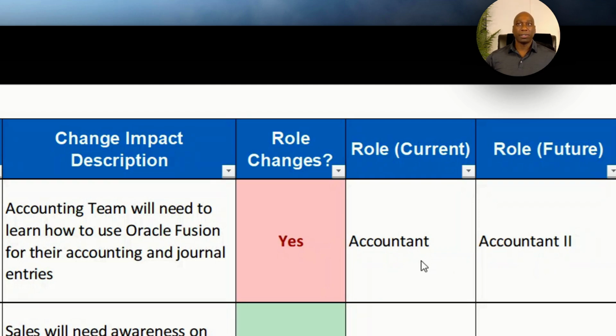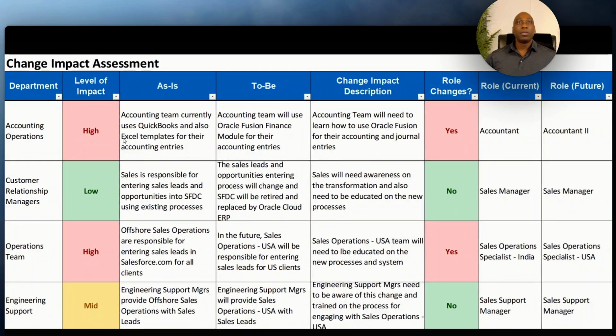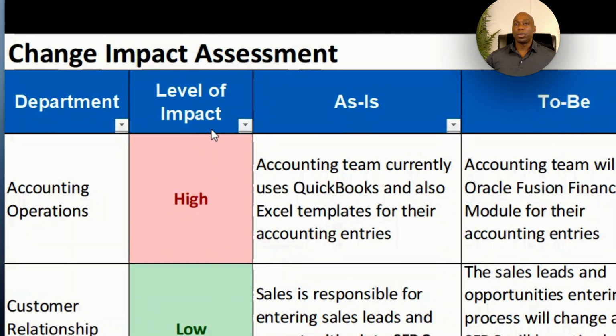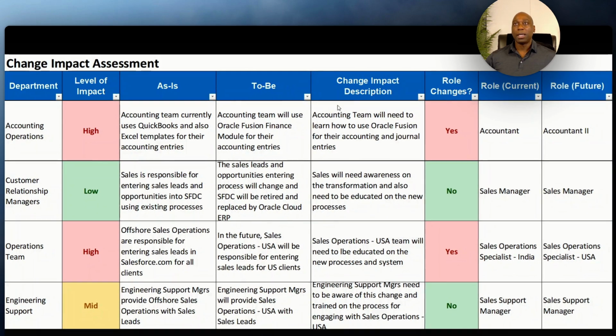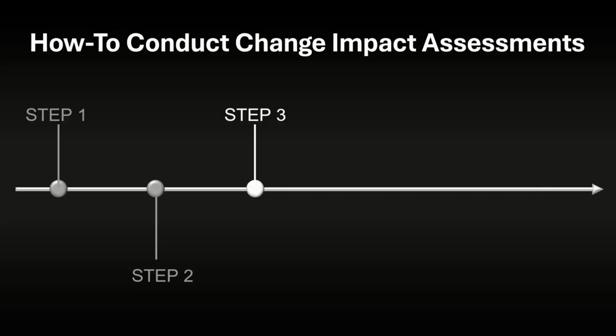So, in doing your change impact assessment and developing your stakeholder impact map, whenever a job role is changing for a particular process, you want to make sure you document that. Looking at this template a little bit further, on the left, we have the departments listed. To the right of that, we have the level of impact. And then we have what is changing, the as is, and also the to be, as well as in this column here, the job roles, which moves us to step number 3.